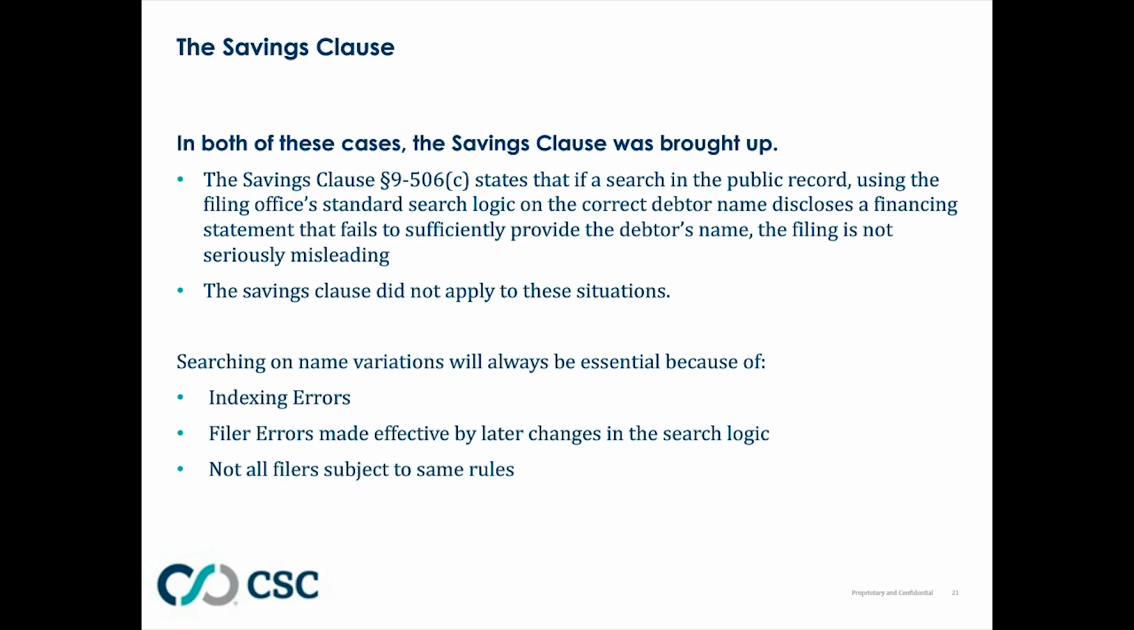And then this also brings up the savings clause. In both these cases, the savings clause was brought up. The savings clause states that if a search in the public record using the filing office's standard search logic on the correct debtor name discloses a financing statement that fails to sufficiently provide the debtor's name, the filing is not seriously misleading. The savings clause did not apply to these situations. So, searching on name variations will always be essential because of indexing errors. What I mean by that is mistakes get made at the jurisdictional filing offices, filer errors made effective by later changes in the search logic, and of course, not all filers are subject to the same rules.